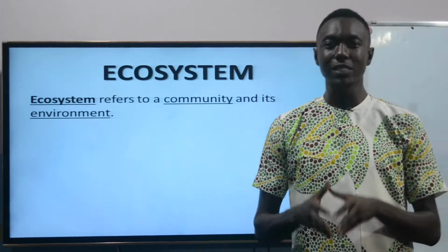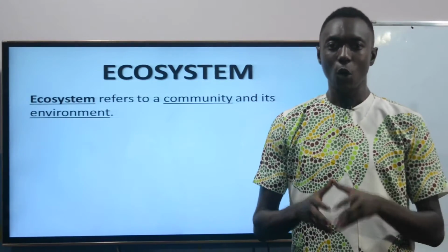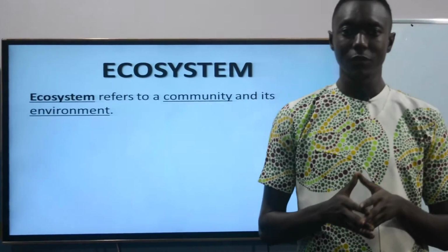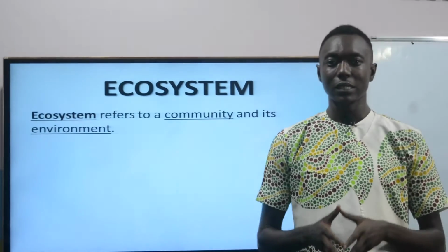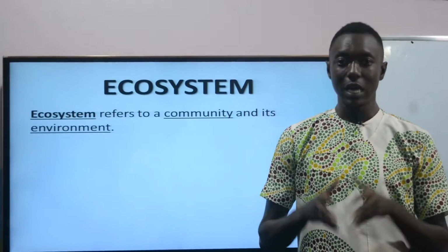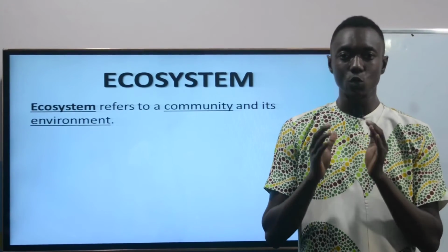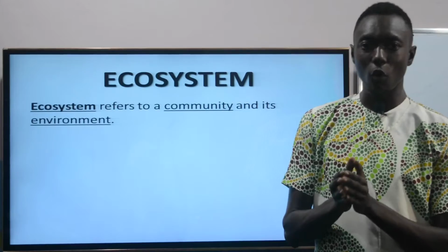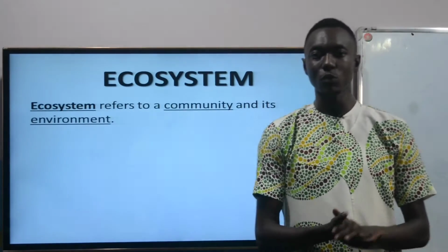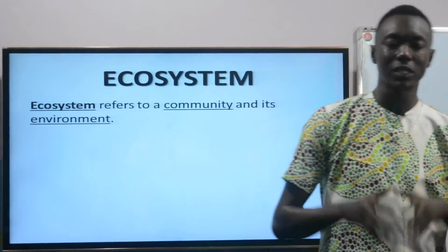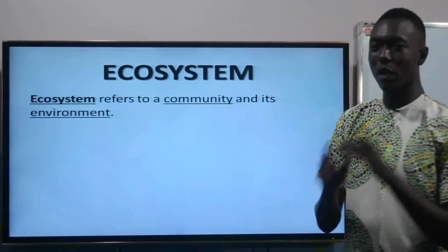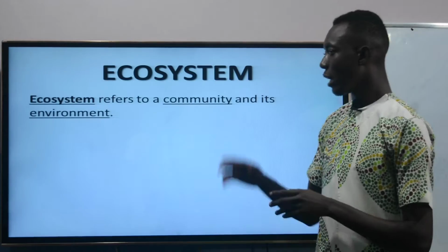For instance, let us take a forest. What are some of the living things you see in a forest? Lion, tiger, you see trees, and so on. All these things you see come together to form a community. The same thing applies to environment. When we talk about environment, we are referring to the things that surround us. Okay, so ecosystem refers to a community and its environment.